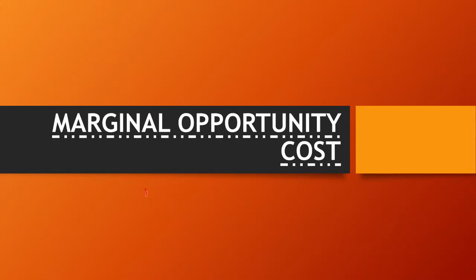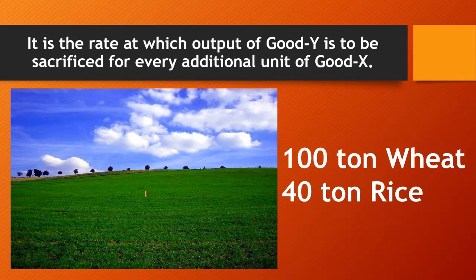That means the one which we are sacrificing and the next best alternative which we are adopting. Now, what do we mean by marginal opportunity cost? It is the rate at which output of good Y is to be sacrificed for every additional unit of good X. When we talk about marginal opportunity cost, we take only two goods, good X and good Y. That means the production of good Y will be reduced so that we can have an additional unit of good X. So let us understand this with the help of an example.